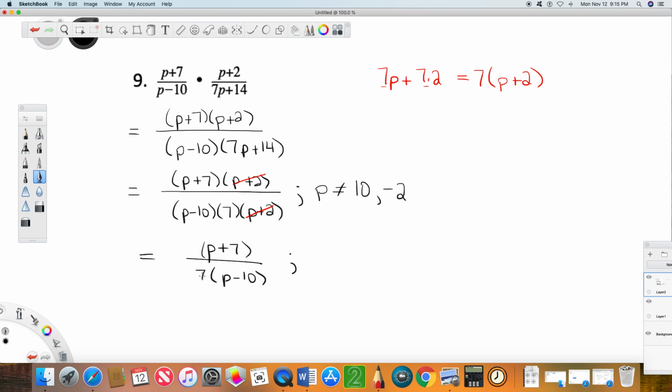Sometimes you'll see people go ahead and distribute the 7 through there and write it as 7p minus 70, but I'm just going to leave it in factored form. I'm going to argue that a lot of times it gives us more information to see this in factored form. That's why we spend so much time learning how to factor: it gives us a lot of information when we see things in factored form. All right, so here's my final answer.